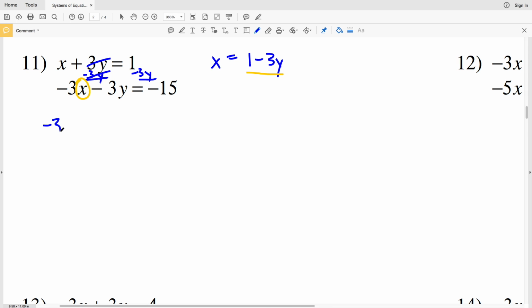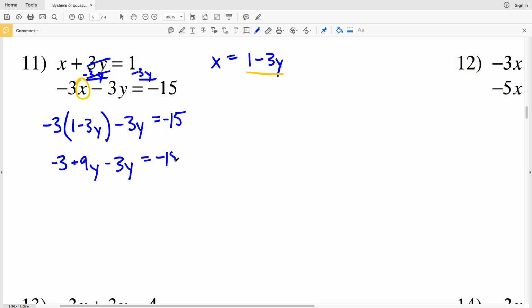So I'll have negative 3 times 1 minus 3y, and then I'll subtract 3y. That will be equal to negative 15. Negative 3 times 1 is negative 3. Negative 3 times negative 3y will be plus 9y. And then I'll subtract 3y from that, and that will equal negative 15.